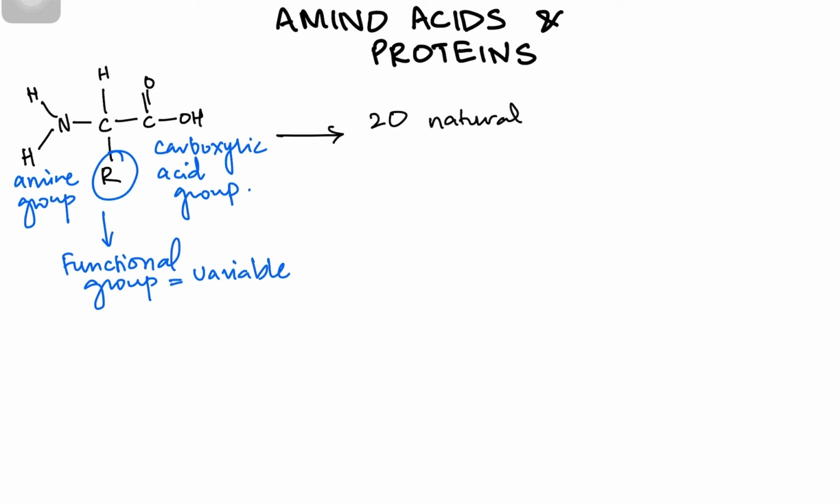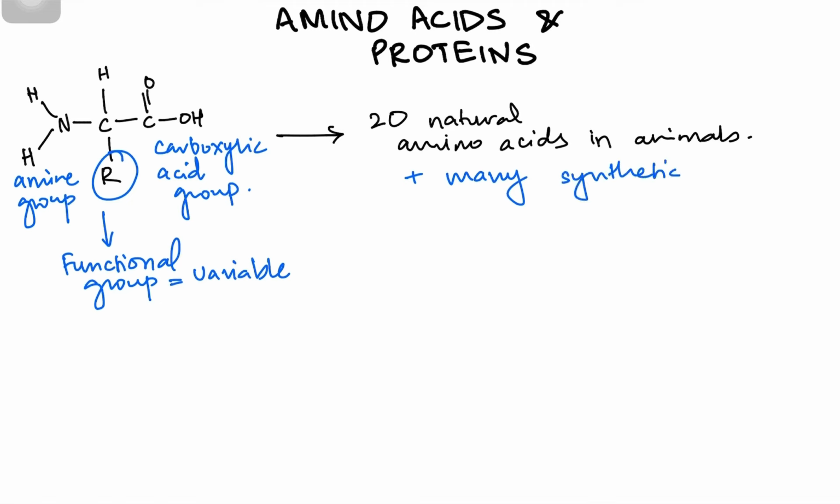There are 20 natural amino acids present in living organisms, each amino acid with a different R group. So we have many synthetic amino acids also, where we make the R group ourselves in the laboratory, but those aren't natural. Moving on.